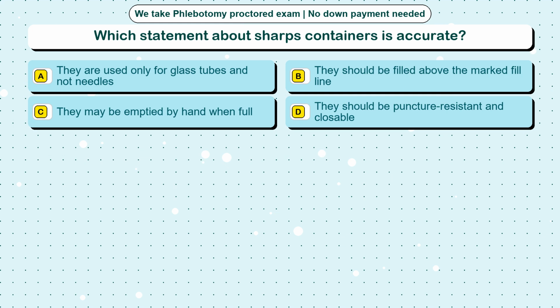Question 6. Which statement about sharps containers is accurate? Option A. They are used only for glass tubes and not needles. Option B. They should be filled above the marked fill line. Option C. They may be emptied by hand when full. Option D. They should be puncture resistant and closable.